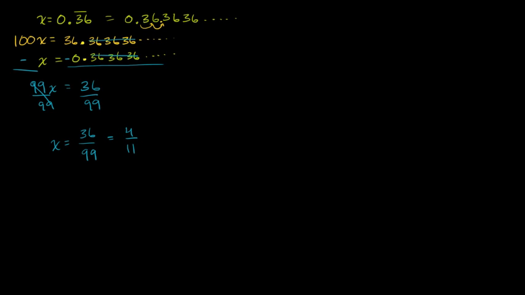Now let's do another interesting one. Let's say we have the number 0.714, and the 14 is repeating. Notice the 714 isn't going to repeat, just the 14 is going to repeat. So this is 0.7141414, on and on and on. Let's set this equal to x.